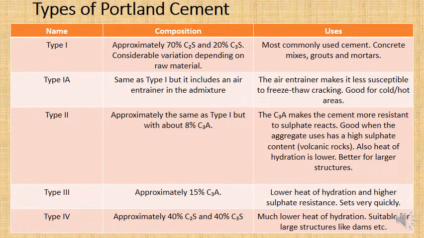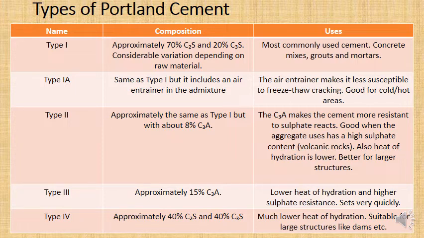Well, one of the good things about aluminate is that it's more resistant to sulfate reactions. So remember what I said, if your aggregate has high amounts of sulfate in it, the concrete will crack through the years. So this is a way that we can resist that. That's why in New Zealand, if we're using a volcanic aggregate, we generally use type 2 Portland cement.